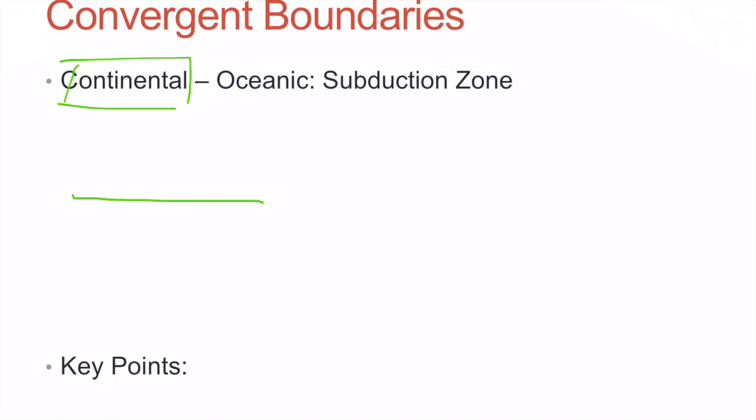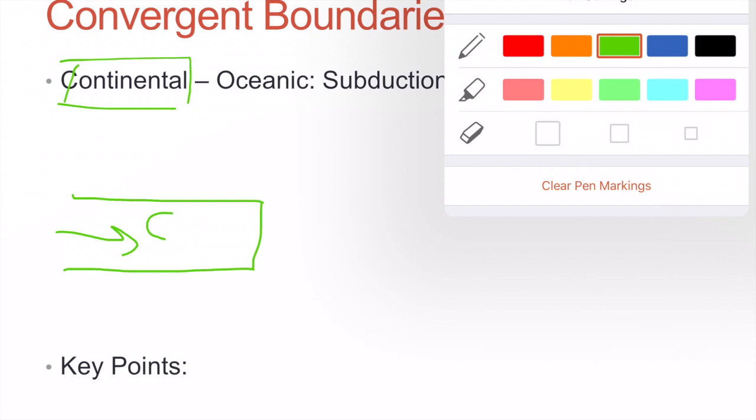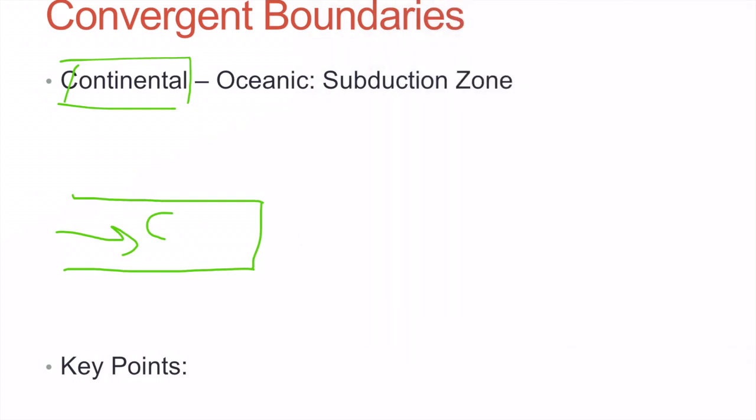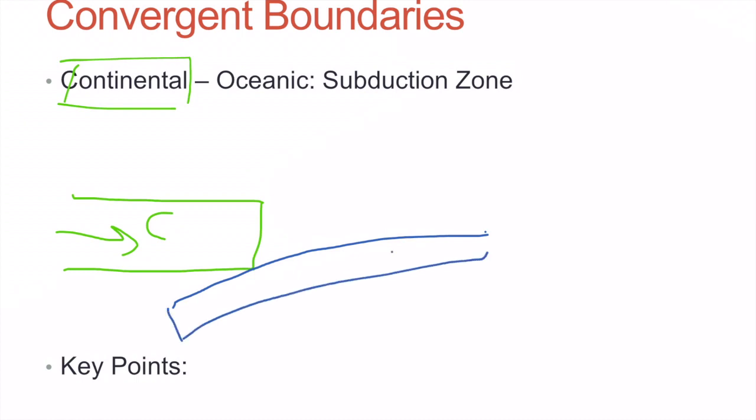Our continental plate is going to be a little thicker, maybe about that big. I'm going to draw a C on it for continental, and I'm going to indicate it's moving this way to the right. Moving along with that, we also have an oceanic plate. Oceanic plates are thinner, so it's not going to be as thick. This is convergent, so they're moving towards each other. So this plate's going to be moving this way.